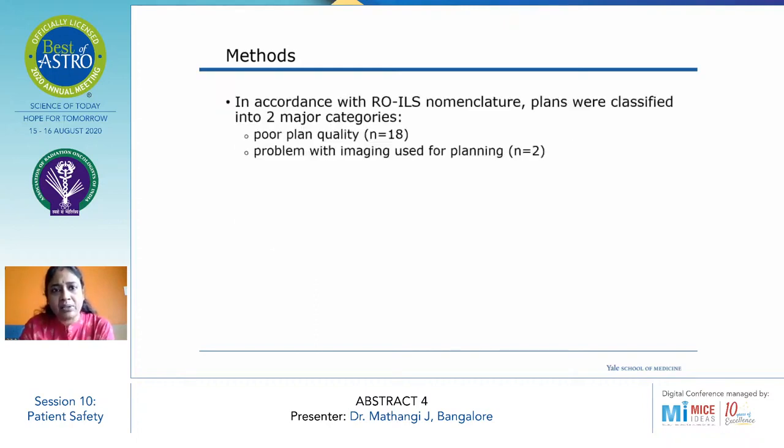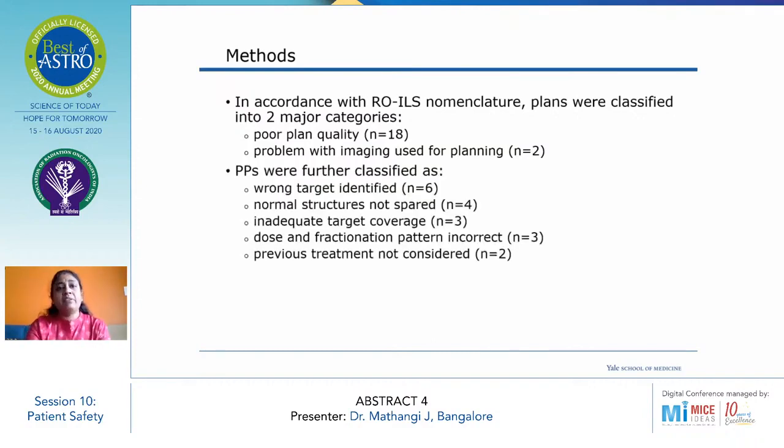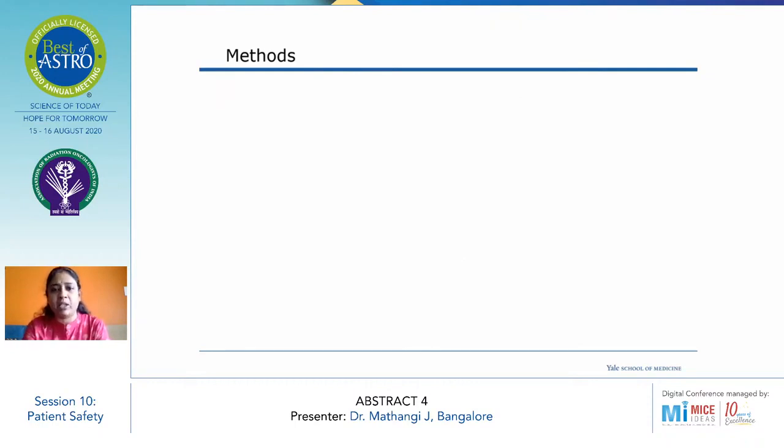And what are the different varieties that we can put these problematic plans as? Either it can start from imaging, as I've already mentioned, or it can be because of the contouring or planning quality. That can be only of two systems, either the planning or the imaging system. Further, it can be classified into different sets. Other than imaging, the next step is obviously target contouring. So it can be a wrong contour, or a wrong side, laterality, or the normal structures have not been identified and spared. Inadequate target coverage, dose and fractionation pattern can be incorrect, and the previous treatment may not be considered.